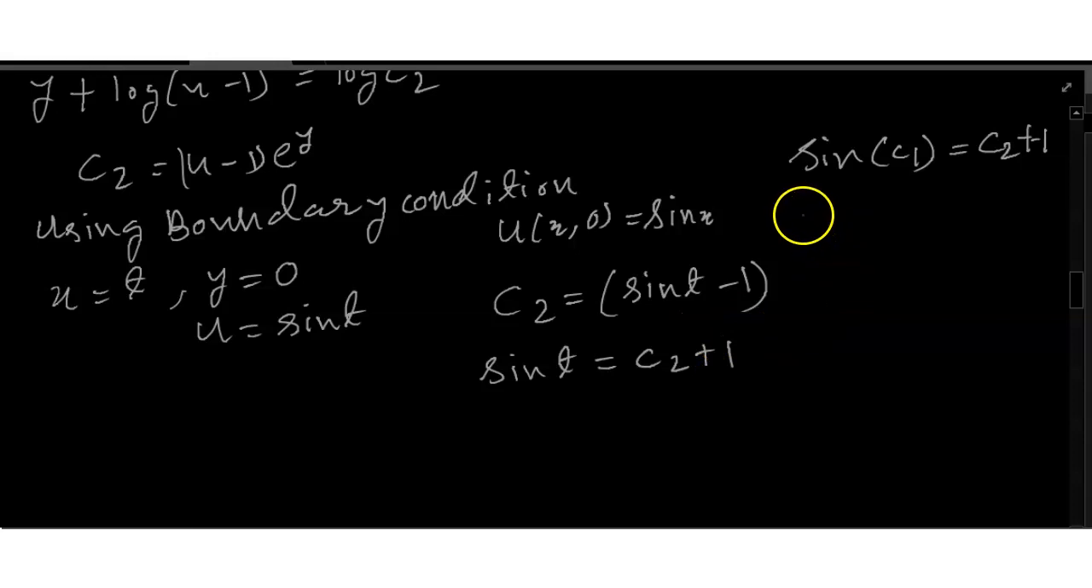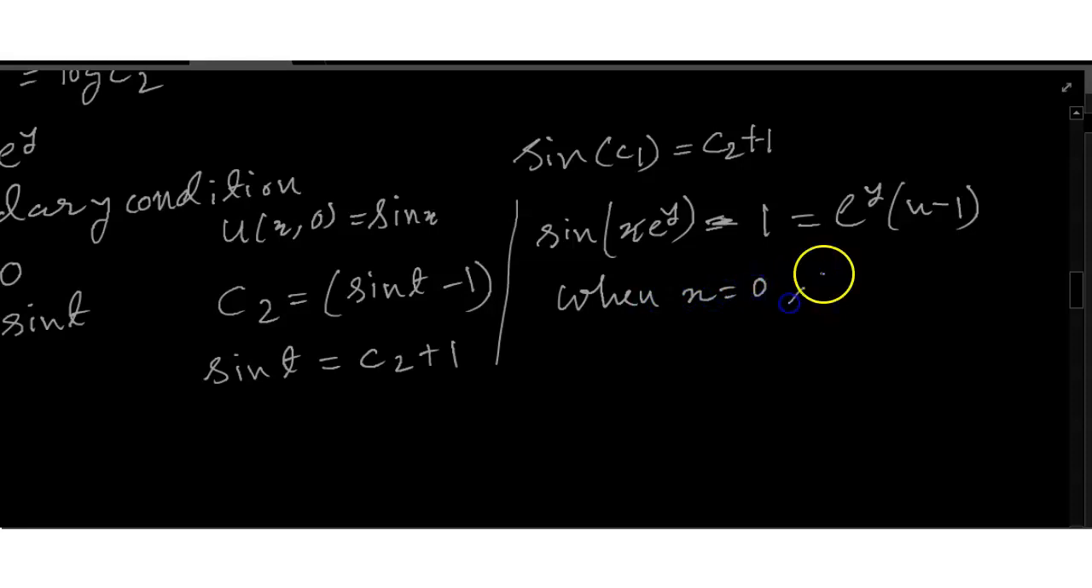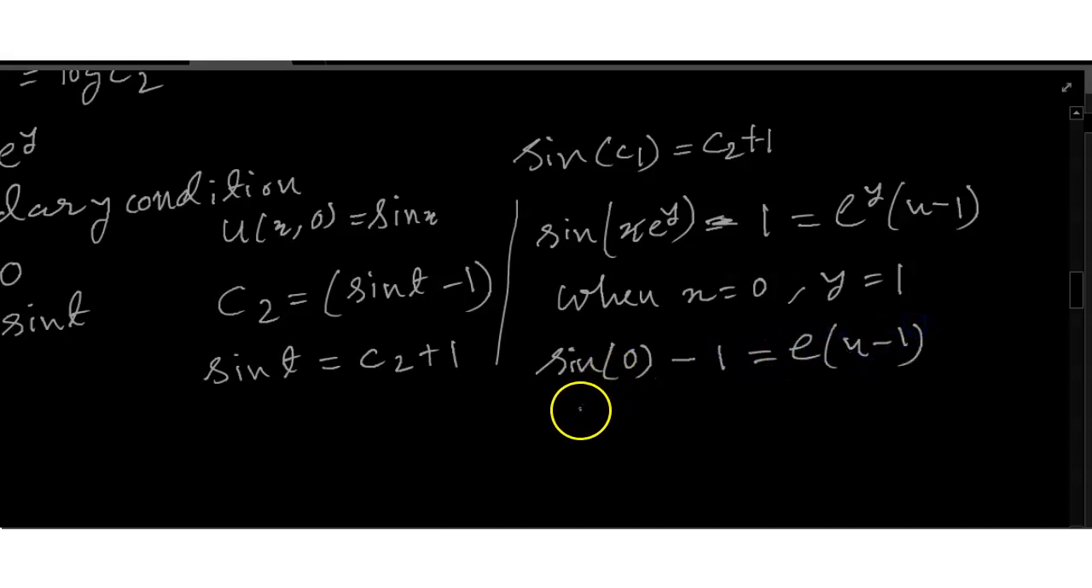So c1, just putting the value, sin x into e to the power y equals x to the power 1, x plus e to the power 1 minus 1 equals e to the power y into u minus 1. And now when x equals 0 and y equals 1, we get sin 0 minus 1 equals e into u minus 1, and we get u equal to 1 minus 1 by e.